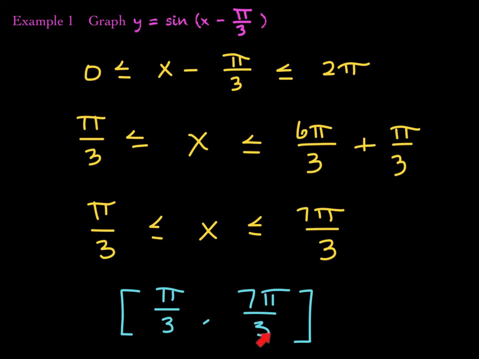This is the interval over which this function completes one period. So this is the interval here. And so what we're going to do at this point is the same thing that we were doing in an earlier lesson. And that is, we're going to take this interval and divide it into four equal parts to find those five important values. Do you remember? Here's the left endpoint, here's the right endpoint. Right there is two out of the five values. And then we want our two quarter points and our midpoint.